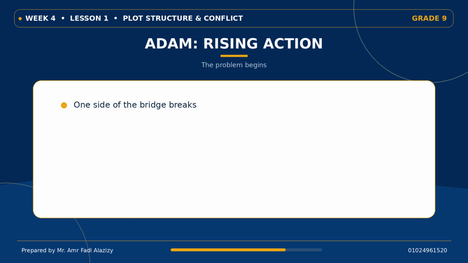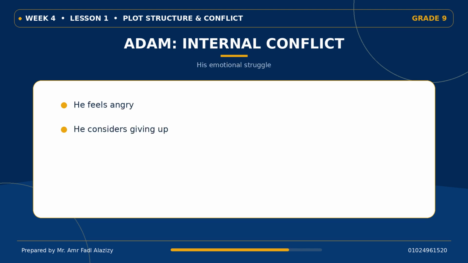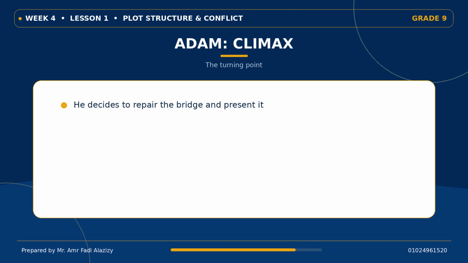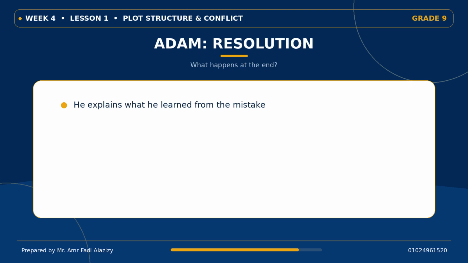from the mistake. What is the exposition? Adam has built a model bridge for a science fair. What begins the rising action? One side of the bridge breaks. What is Adam's internal conflict? He feels angry and considers giving up. What is the external conflict? The model is damaged before the presentation.